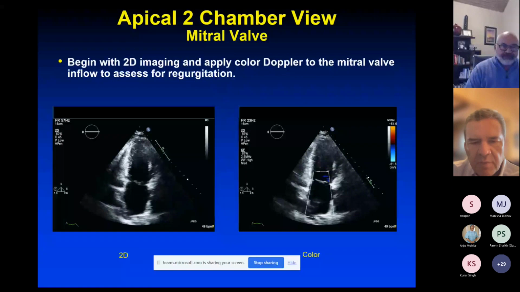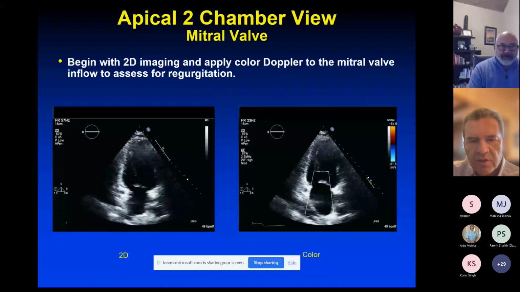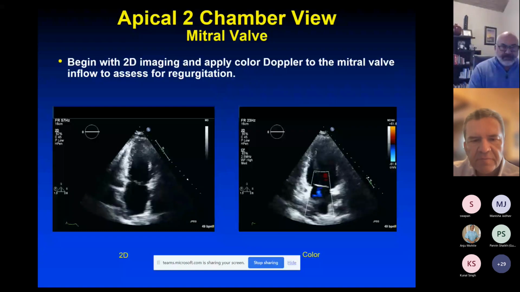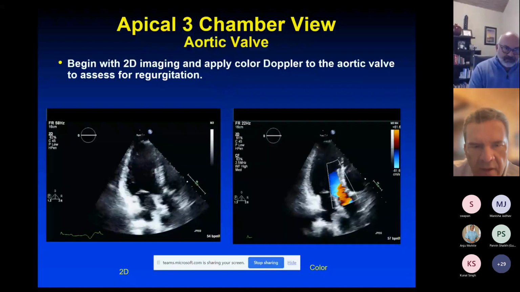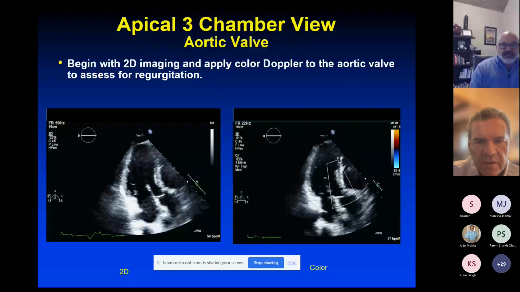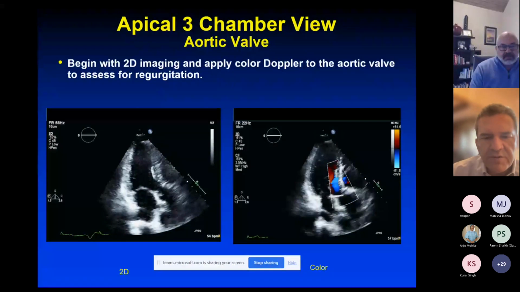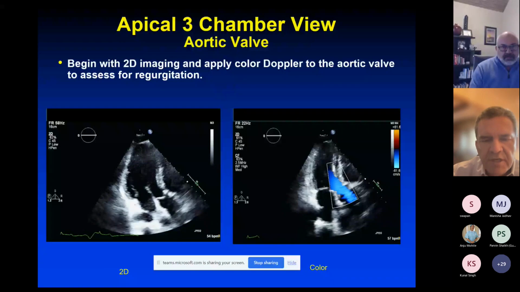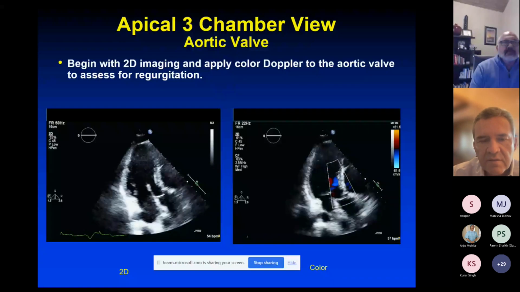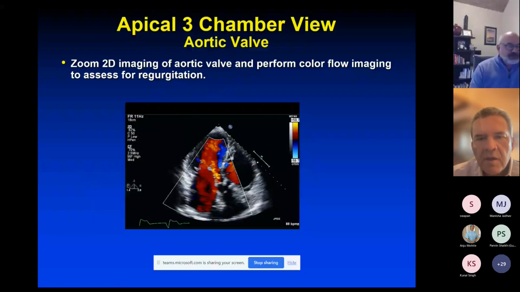And so also while in the 2-chamber view, please image the mitral valve both with and without color flow Doppler turned on, so that we can look for the presence of mitral regurgitation. And then while in this apical window, you can obtain a 3-chamber view, both with and without color. So that again is going to allow us to assess for the presence of aortic insufficiency or regurgitation. And while in that 3-chamber view, please zoom in on the aortic valve and image that with color flow Doppler to help us better visualize aortic regurgitation.